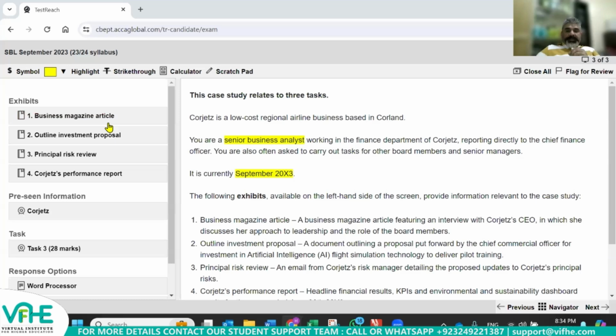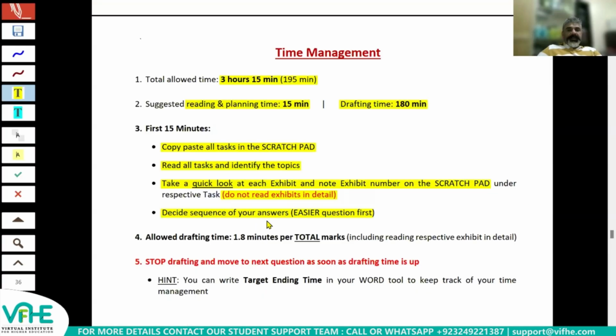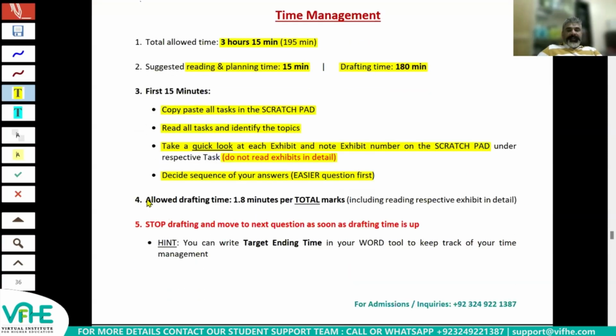Yes, Sukana, that's fine. You will be able to figure that out. All right. So this is all we did. After this, you will draft, and your drafting will be 1.8 minutes per total marks. So if it's a 10 marks question, how much time is there for drafting? 18 minutes.